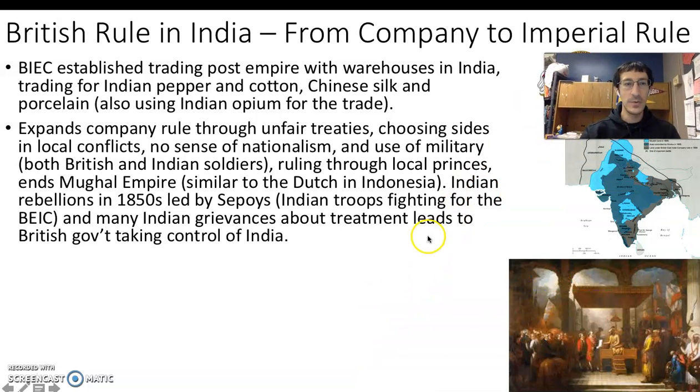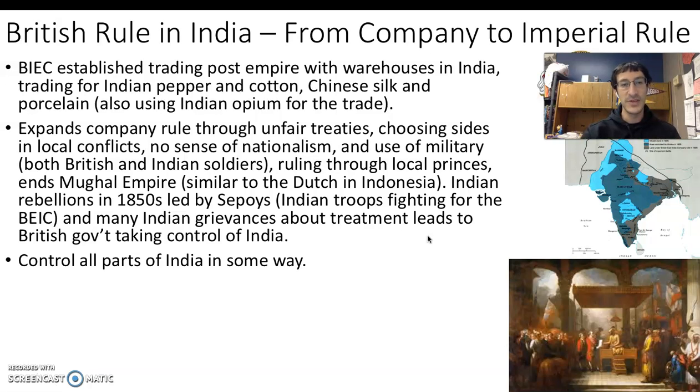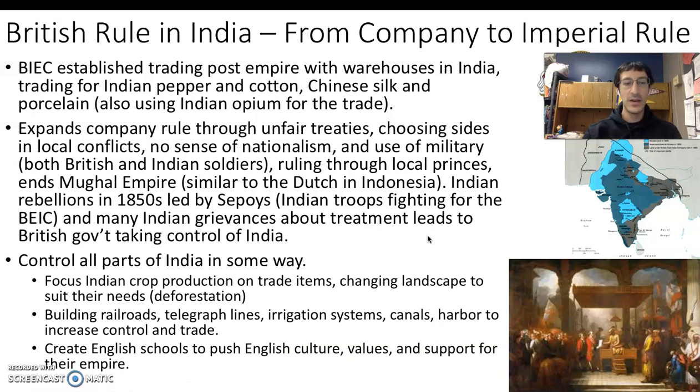So that's what leads to the British government now taking control of India in some way, whether that's direct control or making tribute states out of what's left of those principalities. So they figure out a way to essentially consolidate their power by focusing the Indian crop production on certain trade items. Again, focusing on where the British government or the British company is going to make the most money. So they cut down a lot of the forests on the interior of the subcontinent in terms of growing, again, opium, growing coffee, growing tea.